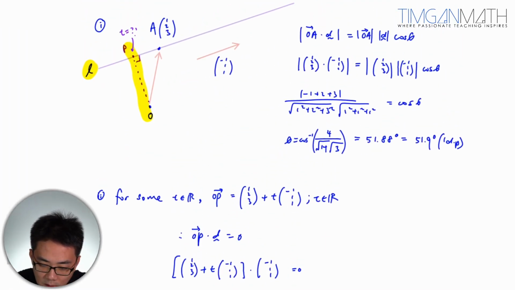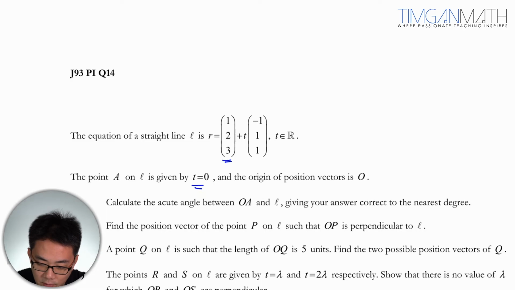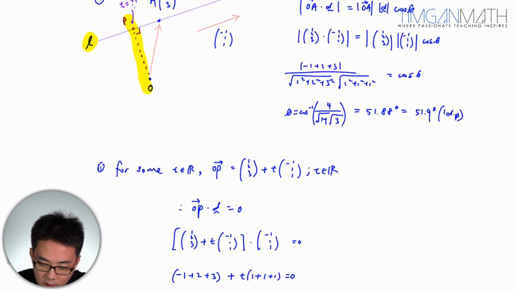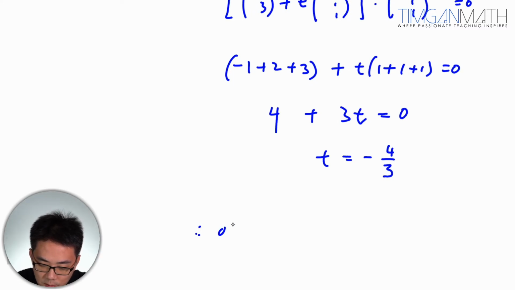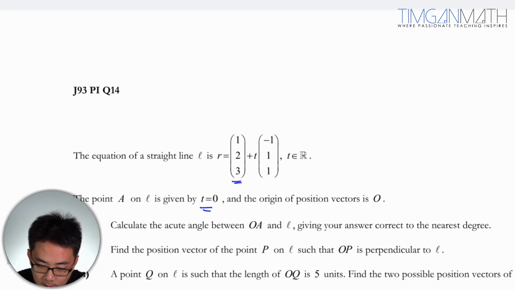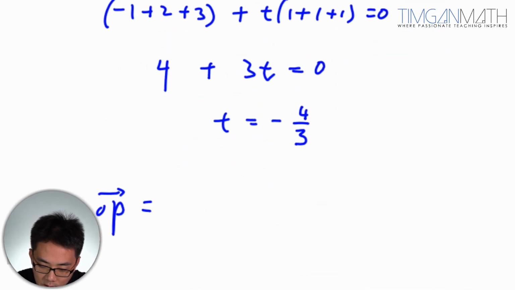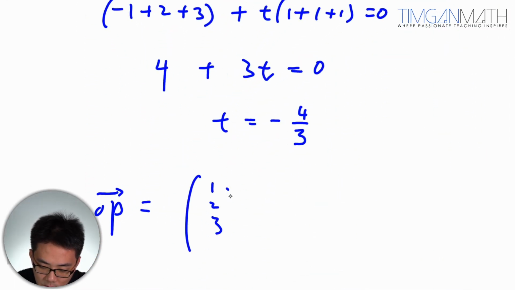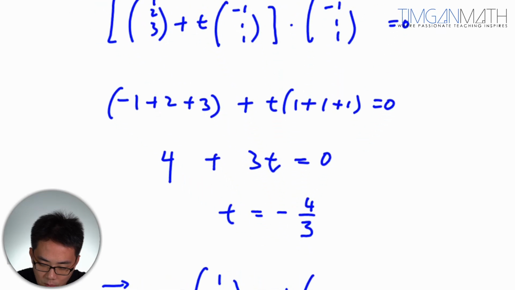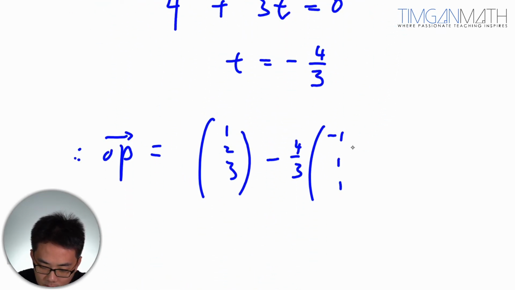Okay, that's it. So you get T equals negative 4 over 3, and we're just going to substitute it into the equation for OP. So OP would just be (1, 2, 3) minus 4 over 3 times (-1, 1, 1).